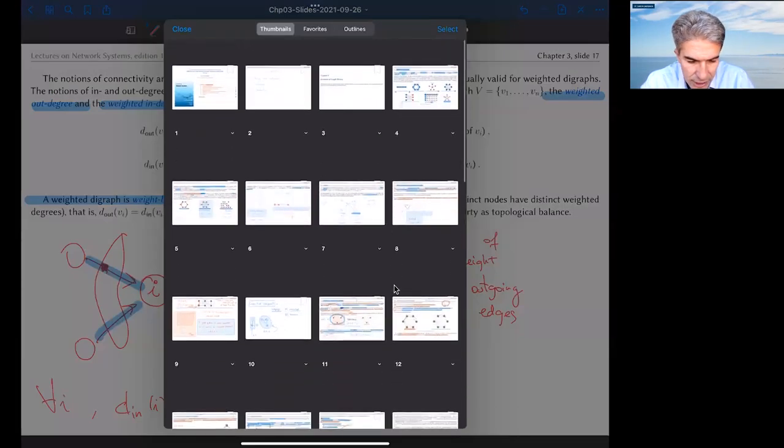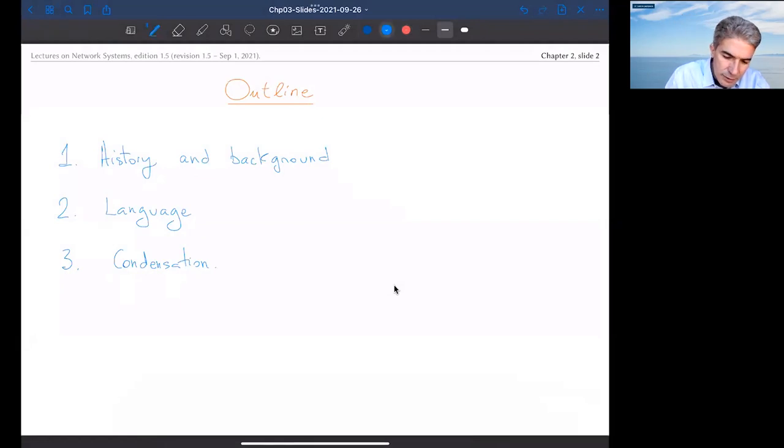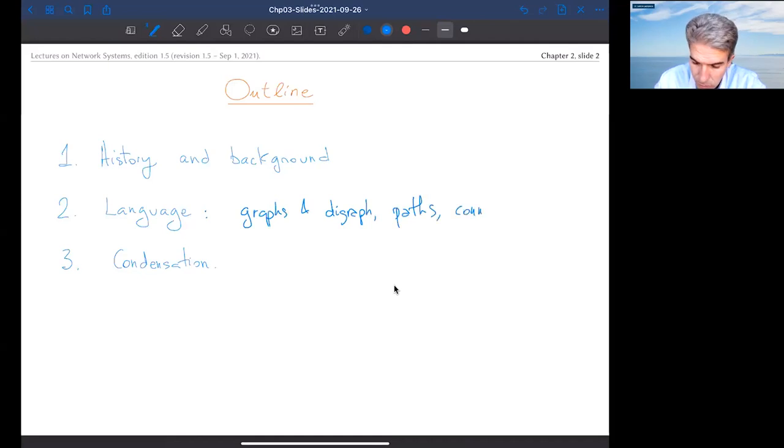Let's go back to the introduction here. We've seen a lot of language, right? This is a little summary now. We've seen the language of graphs and digraphs, the language of paths on graphs, and connectivity. And we've seen that connectivity notions become more elaborate when you go from graphs to digraphs. You can do the decomposition to strongly connected components, and that's the condensation. And also at the end, we briefly began to see what it means for a graph to be weighted.